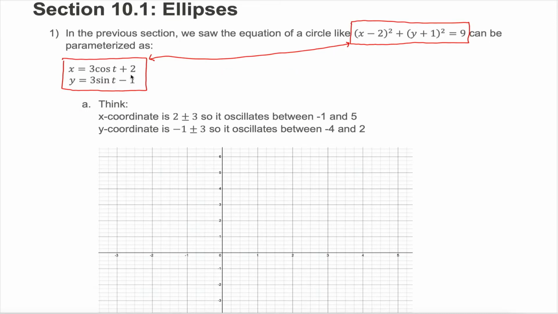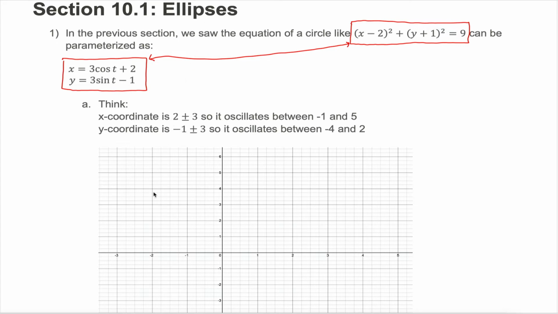The way I think it's easiest to read these parametric equations is to think about the x-coordinate as being centered at 2 because of this 2, but then remembering that cosine can be as big as positive 1 or as low as negative 1. So from that 2, we can go up or down by 1 times this 3. So the x-coordinate is really 2 plus or minus this 3. And the exact same logic holds for the y-coordinate, which is centered at negative 1, but can get as much as 3 higher than or lower than that negative 1. If you can look at this and see the 2 plus or minus 3 and the negative 1 plus or minus 3, it becomes really easy to sketch the graph, for example, of this circle.